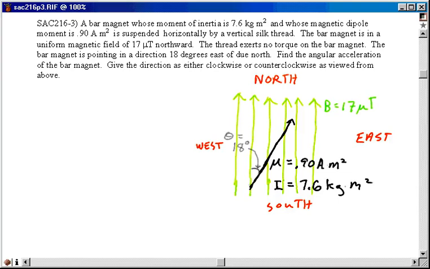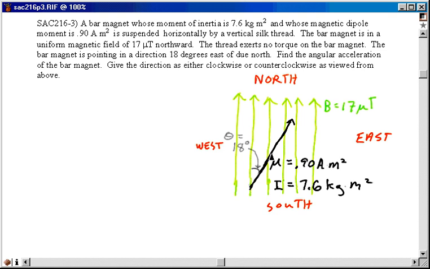Here's SAC 216, problem number 3. You get a bar magnet suspended by a silk thread in a magnetic field. Here's the magnetic field represented in green. Bar magnet right here with its north end being the one that's got the arrowhead on it. And the silk thread would be coming out of the page at you. You can't see the silk thread. We're looking down on this from above.